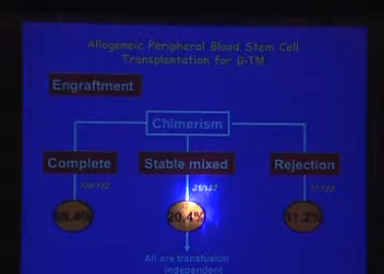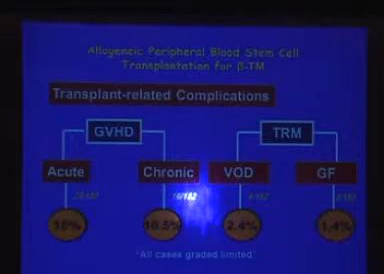This is regarding our results. Almost 70 patients had a complete chimera, 20 patients had a stable mixed chimera, and 11.2% had rejection. One had a primary graft failure, while 16 patients had a secondary graft failure. This is our incidence of GVHD. 23 patients had acute GVHD, an incidence of 15%, and chronic GVHD was around 10%, while transplant-related mortality related to veno-occlusive disease was 4 out of 152 patients, and 2 patients died of graft failure.